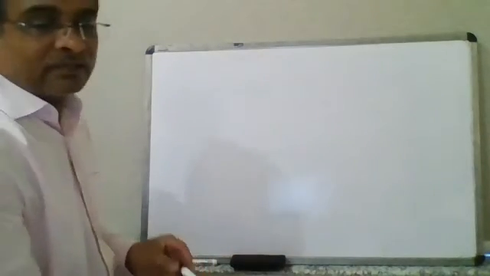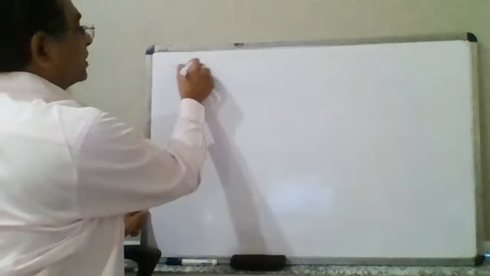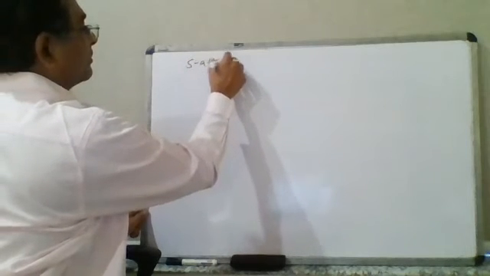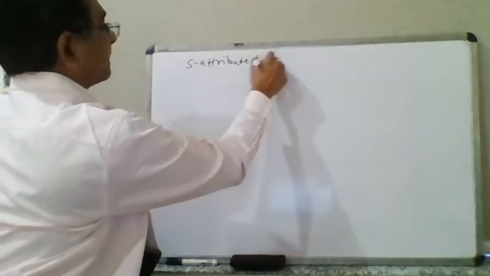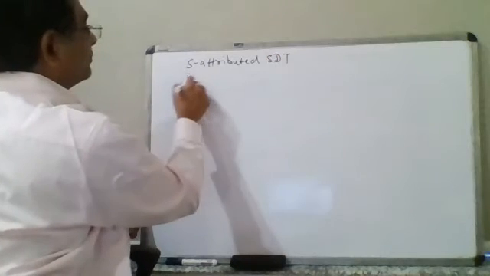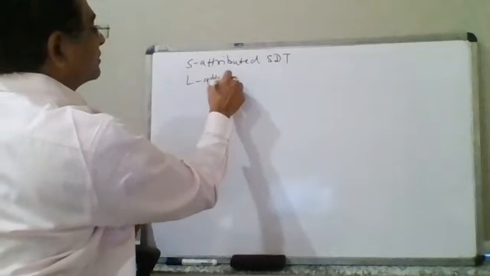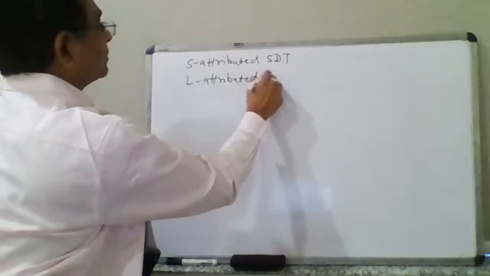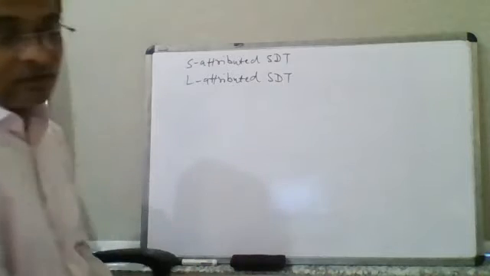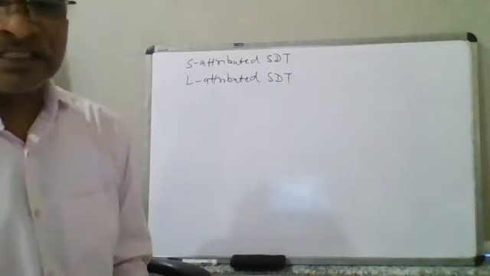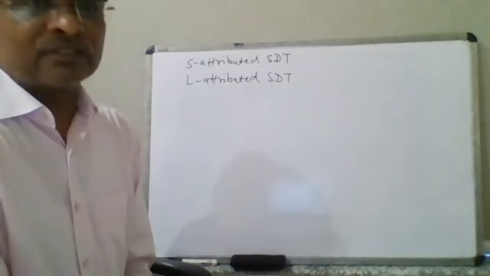Right. So one is S attributed SDT and the other is L attributed SDT. SDTs are classified into two types, L attributed and S attributed. Before classifying SDTs, let us classify attributes first.